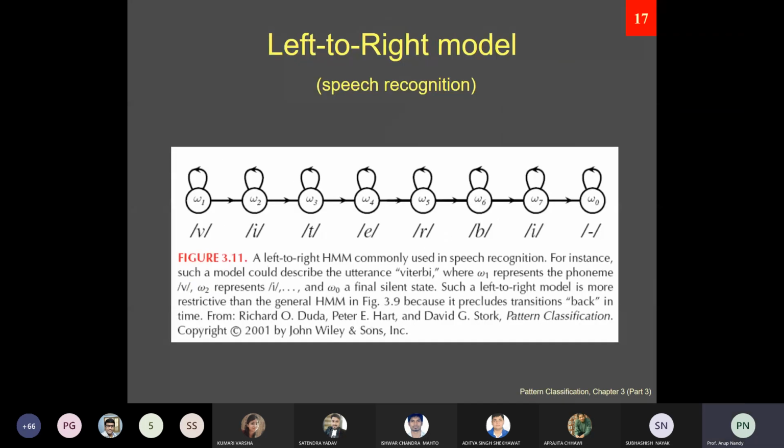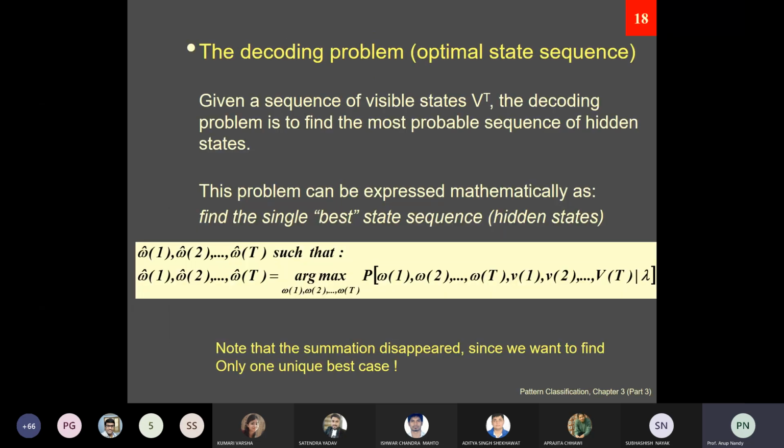So, a speech recognition model. One example is there for speech: a left to right model. It is there already. Now, for the left to right model for speech recognition, I need to explain it using the Viterbi algorithm, meaning what are the most probable sequences that you need to generate. So in the next class I'll discuss the decoding problem.